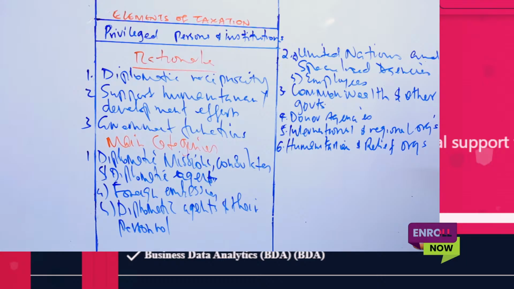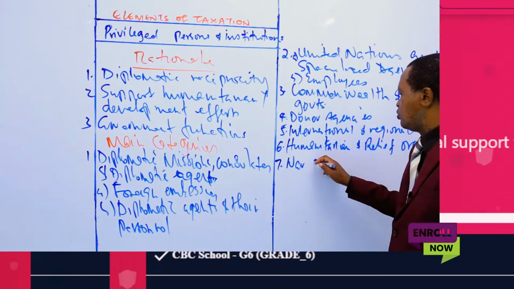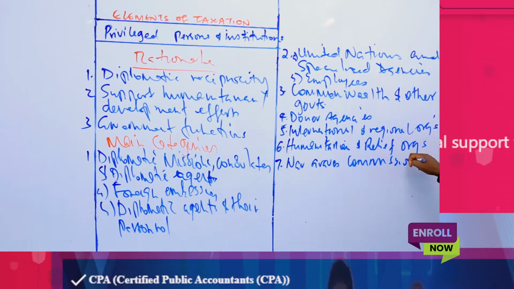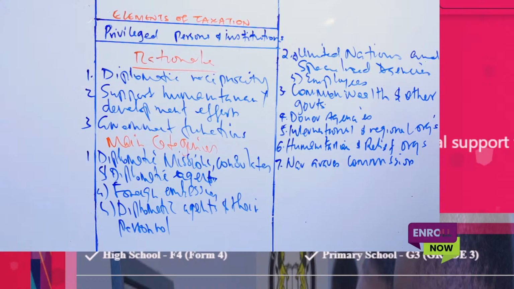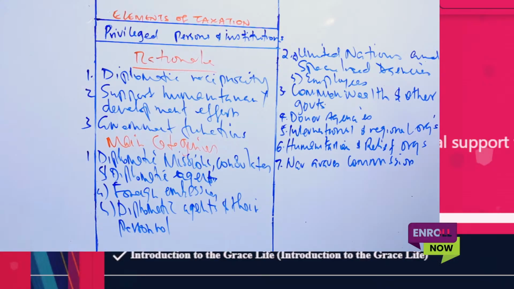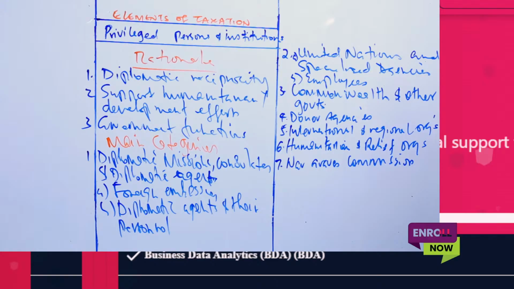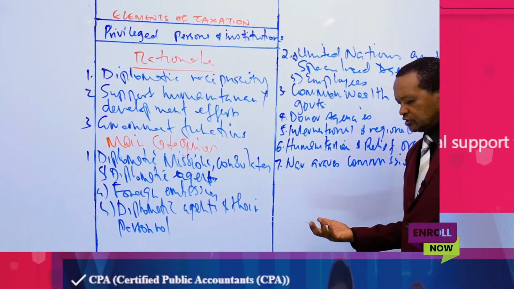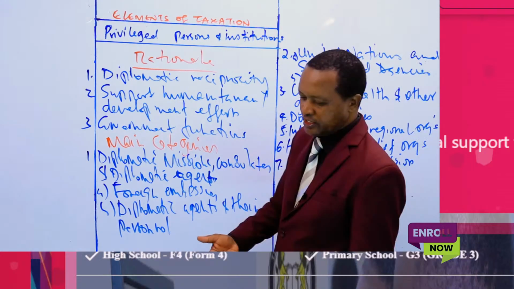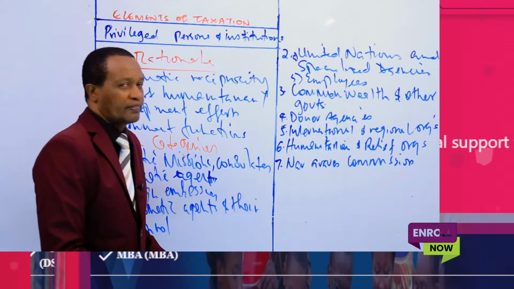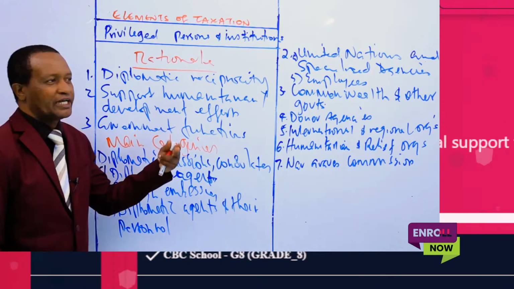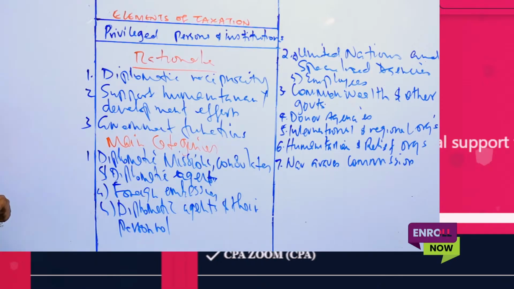7, the War Graves Commission. These are supplies to the War Graves Commission, typically zero rated. So these are 7 categories of persons and institutions that are accorded special VAT treatment in Kenya, which means that the supplies made to them and the imports that they make are not subject to VAT.